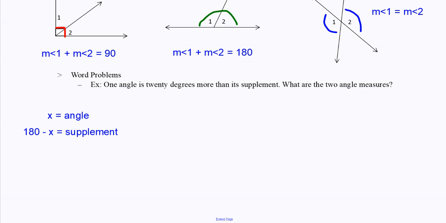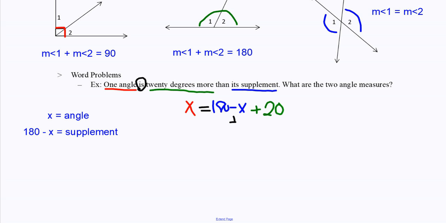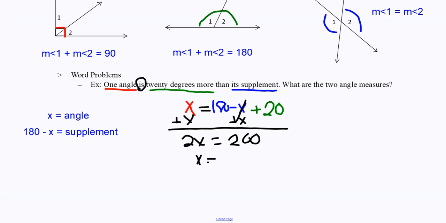So we start with one angle. The angle we said was x, the measure of the angle, is, that's always an easy one, means equal to 20 degrees more. So I'm going to be adding 20 to something, and that something is the supplement, which we said was 180 minus x. So there we have it, translating a sentence into an equation. And now my job is easy. All I have to do is solve the equation. So I can add x to both sides here. This is going to give me 2x is equal to 180 plus 20, which is 200. And divide by 2, so x is equal to 100.